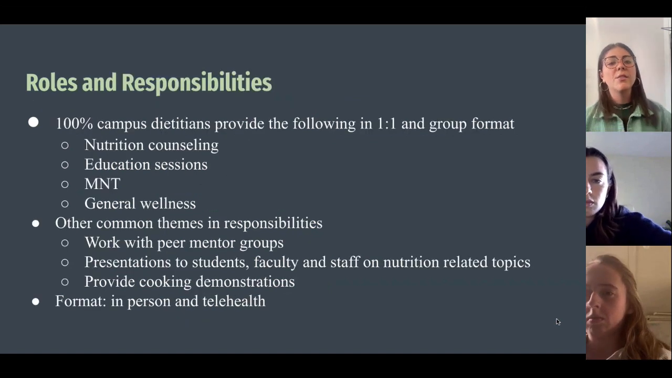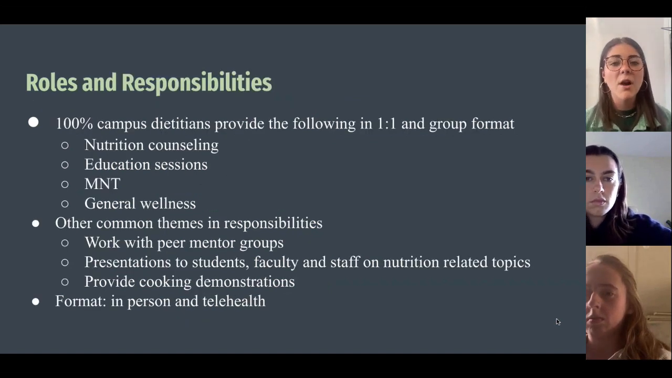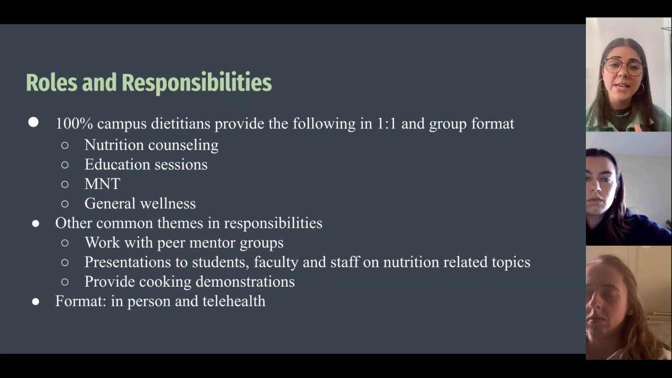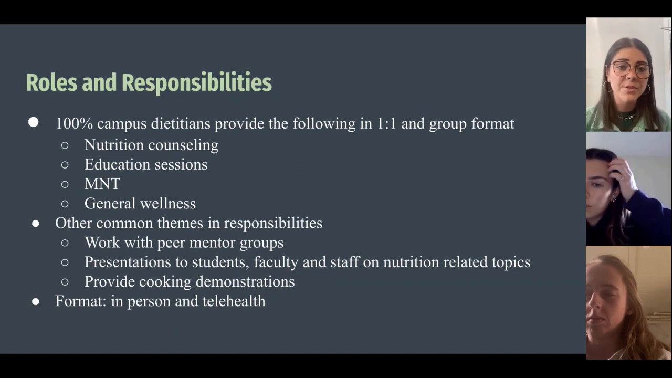So for the first domain, the roles and responsibilities. So of the 3 interviews we conducted, 100% of the campus dietitians mentioned that they provide the following in one-on-one and group counseling sessions. So they work with nutrition counseling, education sessions on campus. They work a lot with MNT, and they provide general wellness to students, faculty, and staff members.